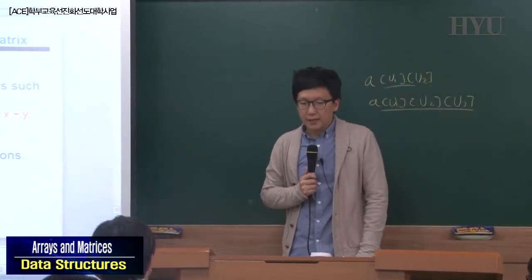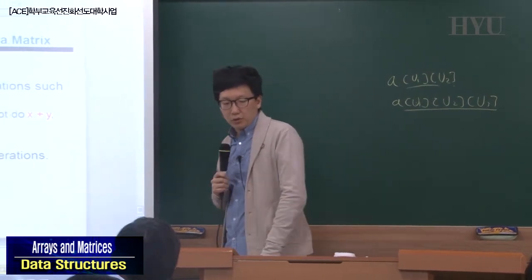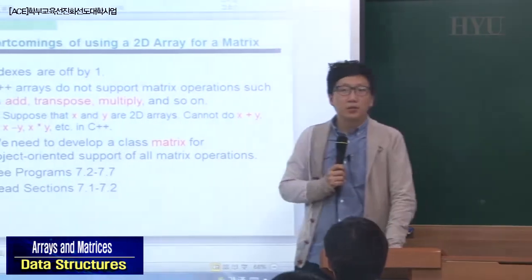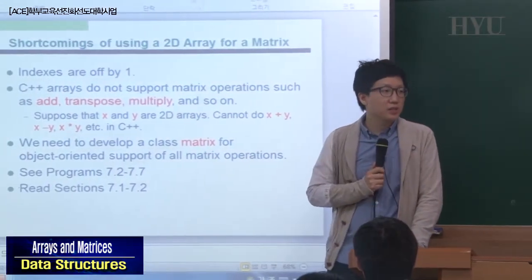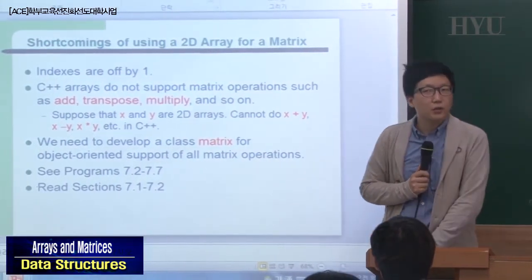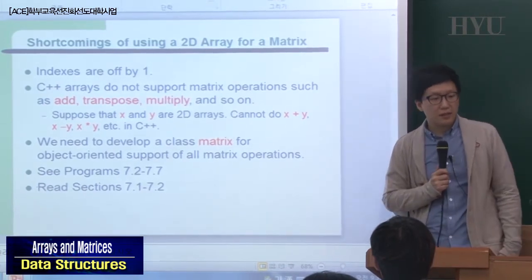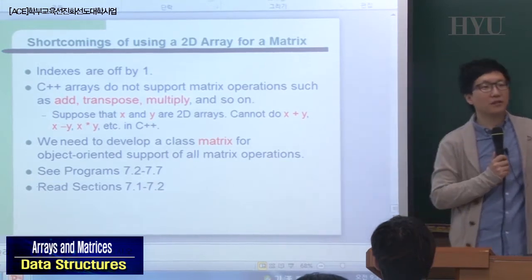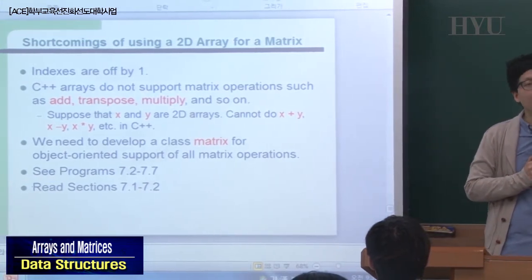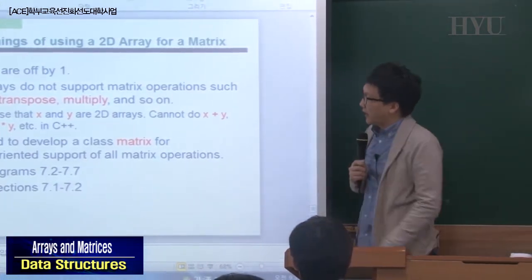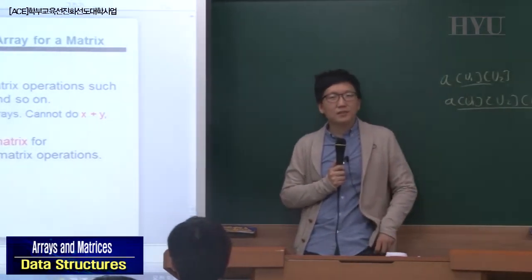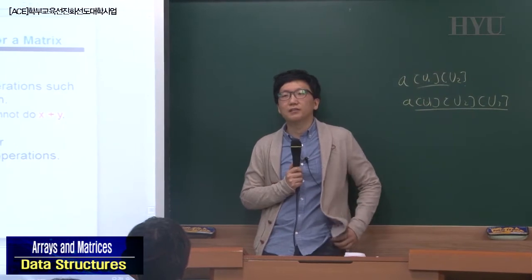Something to look at. C++ arrays do not support matrix operations such as add, transpose, multiply. So I said there are other languages that you can use, right? I don't know how many of you are interested in these areas, but what was the tool that I mentioned last time? I briefly mentioned the tool names, program names that can actually do this: add, transpose, and multiply. What were they? I told you there are some programs that do things like that.